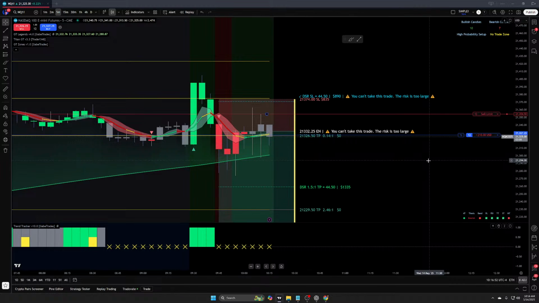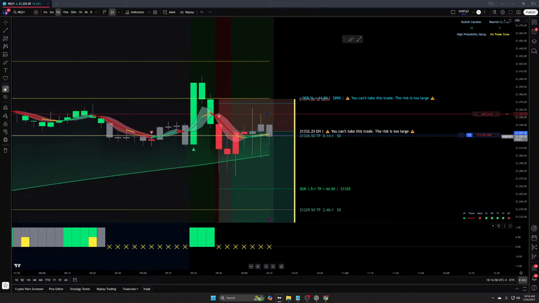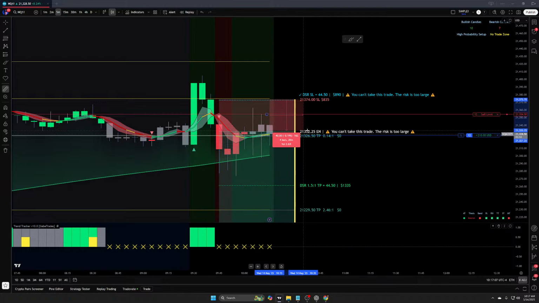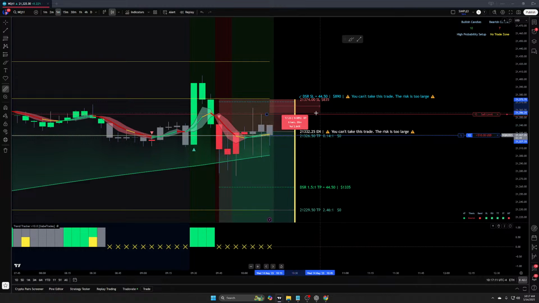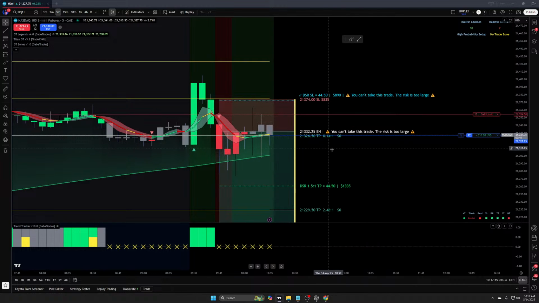maybe about 30. Well, we have a 1.5 to 1 here. Wait, let's measure this. 38 points. This 39 points. Or 40 points, rather. That's 160 ticks. You need to give yourself a little more room.